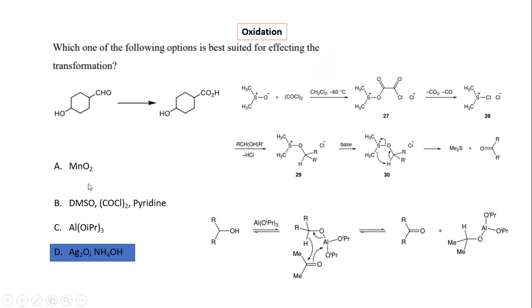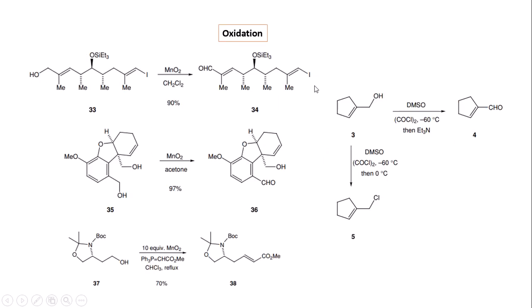In the oxidation reactions, the chemoselective oxidation of the aldehyde group to the carboxyl group takes place. Here it is chemoselectively oxidized by silver oxide and ammonium hydroxide. Manganese dioxide is used for the oxidation of the allylic alcohol, and this is the manganese dioxide mediated oxidation of the alcohol to give the carbonyl that can react with the Wittig reagent to give the alkene derivative with trans conformation.